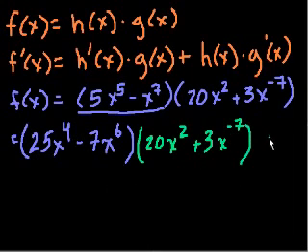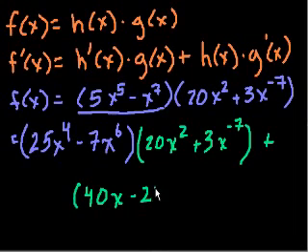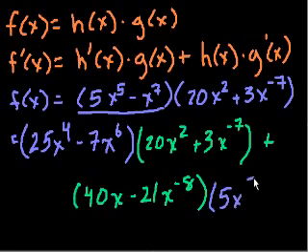And then to that, we will add the derivative of this second function. So the derivative of that second function is, let's see, it's 40x minus 21x to the minus 8th. And that times this first function. I guess I'll switch back to mauve. I think you get the point. 5x to the 5th minus x to the 7th.